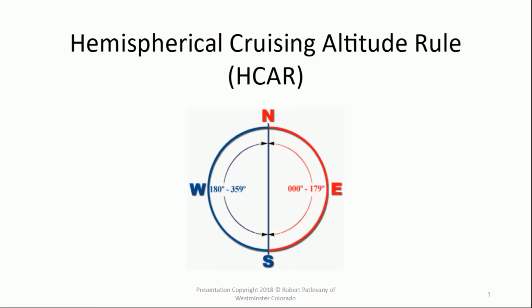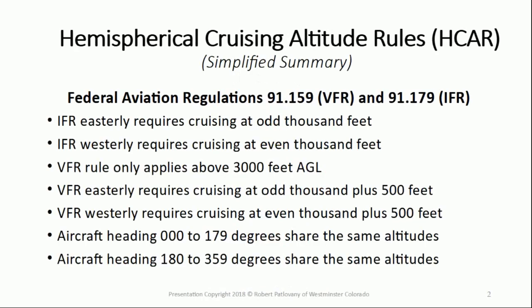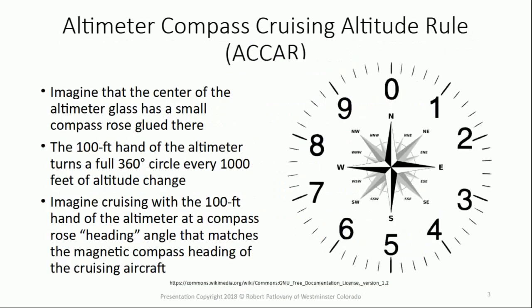Some of the details of the hemispherical cruising altitude rules are shown here, separating IFR, instrument flight rules, and visual flight rules traffic at different altitudes, but basically the same idea applies to all of that. For easterly and westerly flying pilots, they have to fly at cardinal altitudes according to this formula. That's a lot of wasted airspace in between those cardinal altitudes.